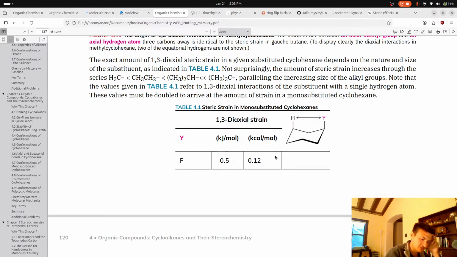Because I'm pretty sure that if you, for instance, make methyl axial and then ethyl equatorial, then you're still going to get a gauche configuration.